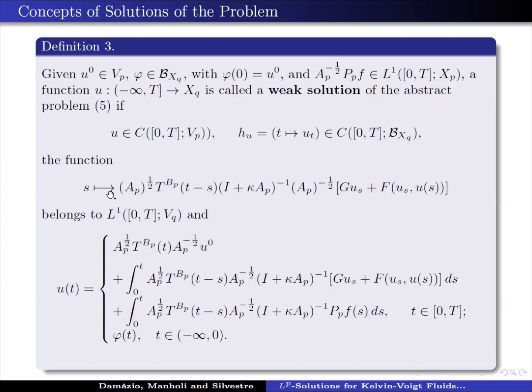Besides this, we need this function to be here, because this part is already in L1. So once this is in L1 of V key, and u satisfies this equality, we say that u is a weak solution.